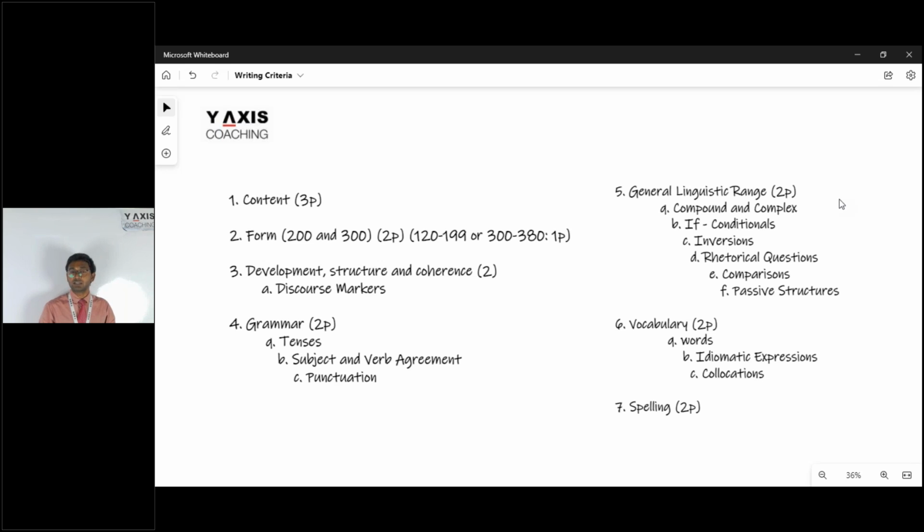The second one is form. So we are given 2 points for the form. The form refers to the length of the response we have there. So the length should be between 200 and 300 words. So if you write less than 200, we have a penalty there. If you have words between 120 and 199, you are given 1 point. If you have more than 300, less than 380, you lose 1 point there. If you write less than 120 or more than 380, we don't get any points for the form.